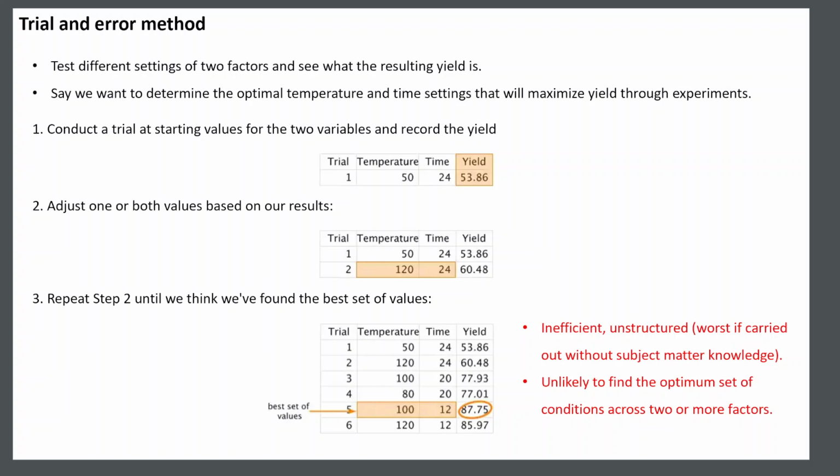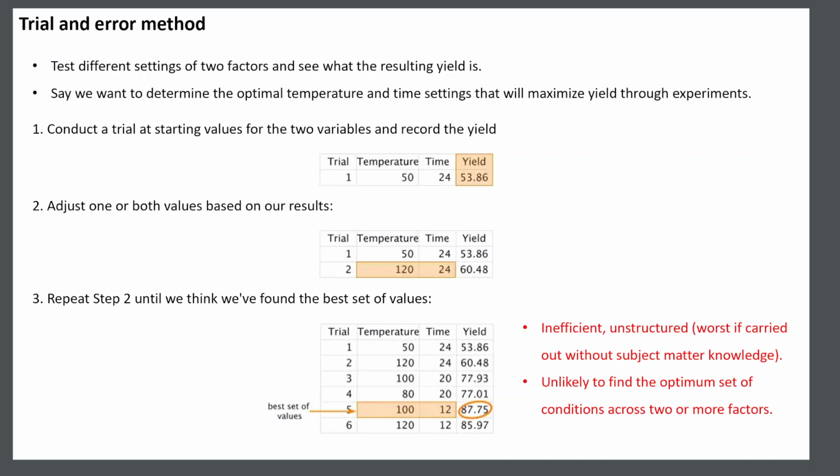through experiments. For that, generally we conduct a trial at starting values. We arbitrarily do this; we don't have any rationale to select them. So we set the variables and record the yield. For example, in trial one, we select the temperature to be 50 degrees Celsius and time to be 24 seconds. Then we record the yield and set it as a benchmark.